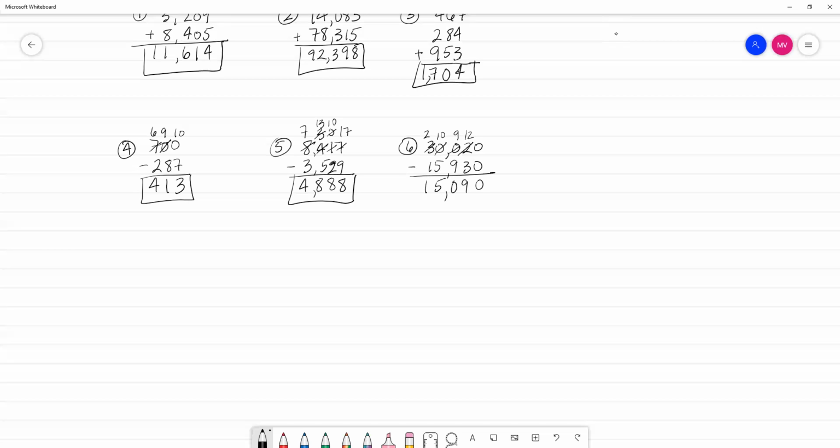Wait, I didn't do something right. Oh, shoot. I do that all the time. See? Even when we make mistakes. Sorry, that needs to become a 9. Because 9 take away 5 is 4. I knew I was doing something wrong. That still becomes a 2. Sorry. So we then have a solution of 14,090.